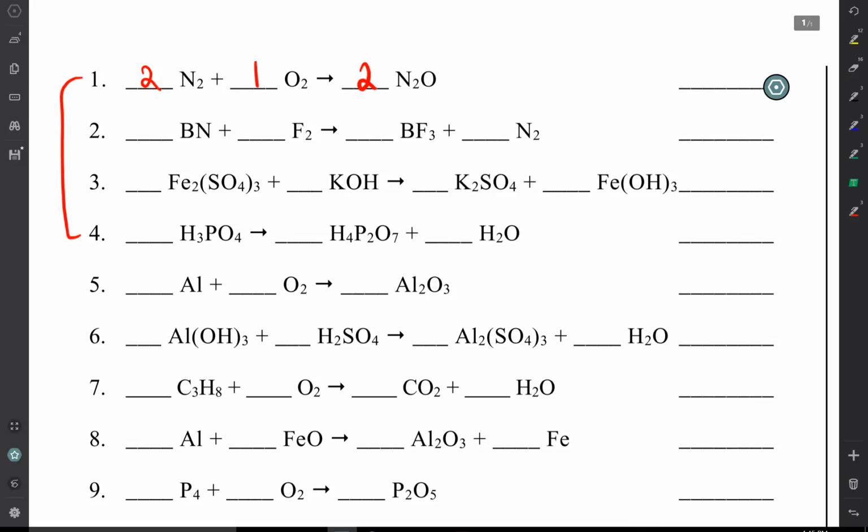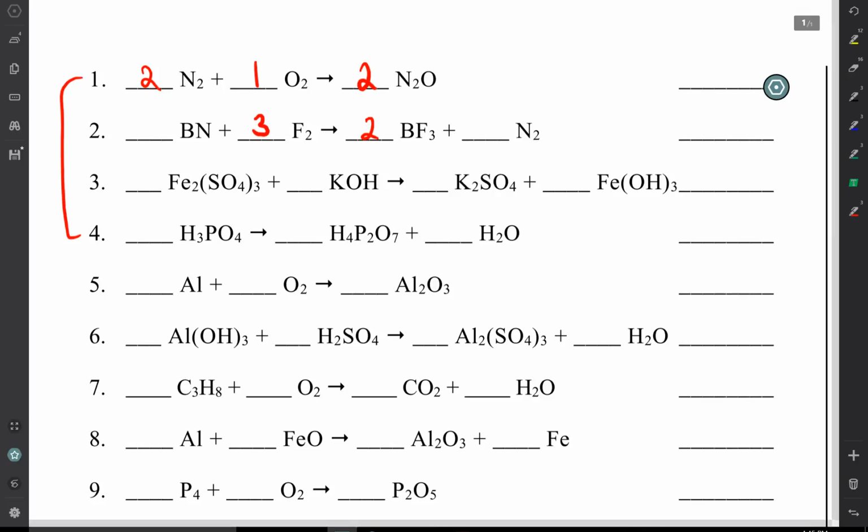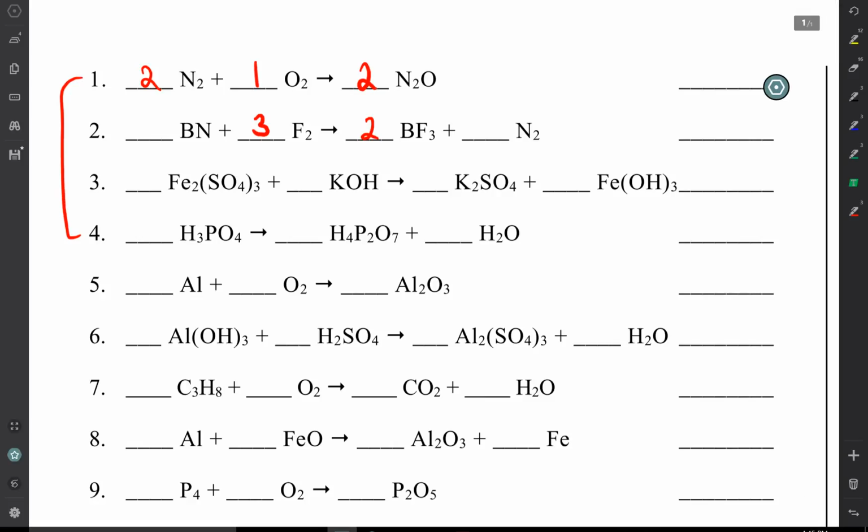Let's go ahead and start with fluorine. If I've got 2 on the reactant side and 3 on the product side, we can look for the least common multiple or lowest common multiple. Between 2 and 3, it's 6. So in order to get to 6 fluorine atoms, I'd have to put a coefficient of 3 in front of F2. That gives me 6 fluorines on the reactant side because 3 times 2 is 6. I can put a coefficient of 2 in front of boron trifluoride, BF3, because again, 2 times 3 gives me 6 fluorines.